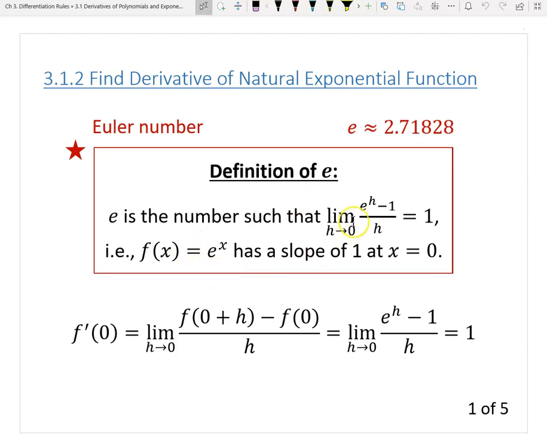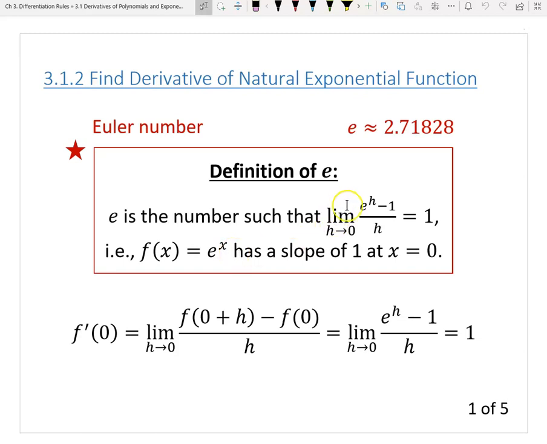And what does this limit mean? This limit just means if we define e in this way, then e is a number, of course a real number, an irrational number, and then e raised to the x we call the natural exponential function. And this function has a slope of 1 when x equals 0. In the next slide I will show a graph to explain what that means.